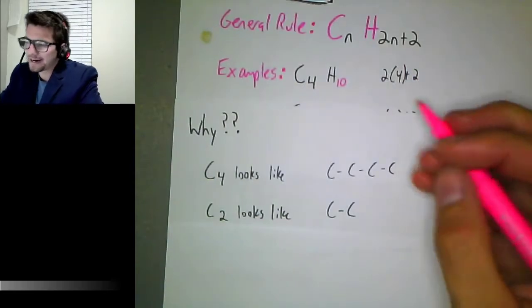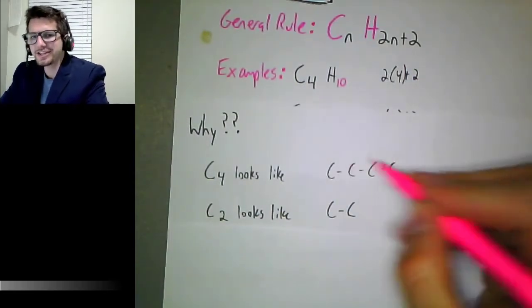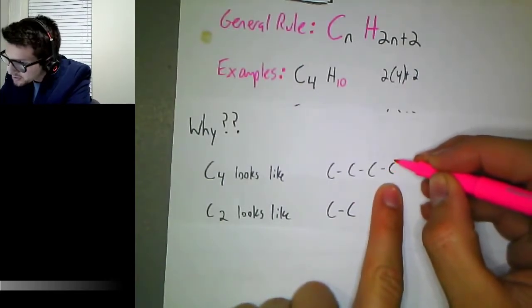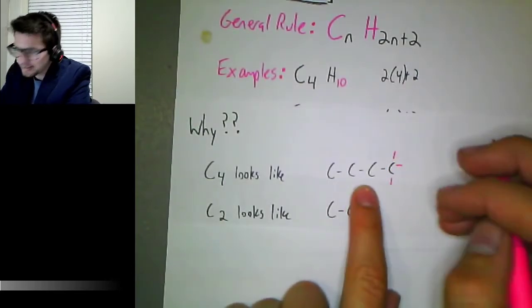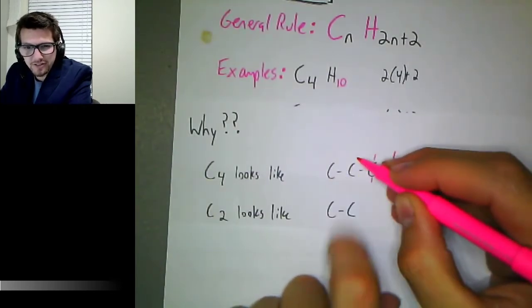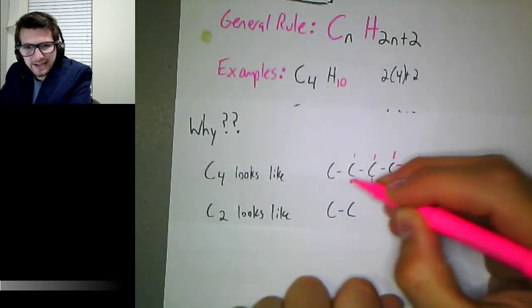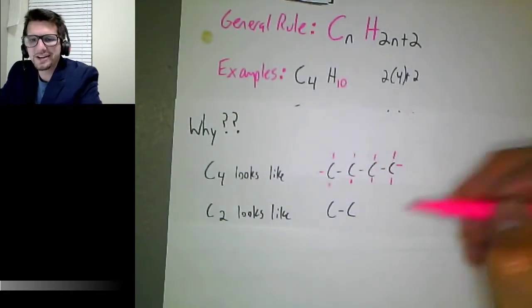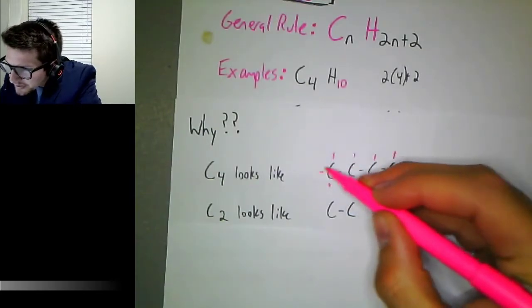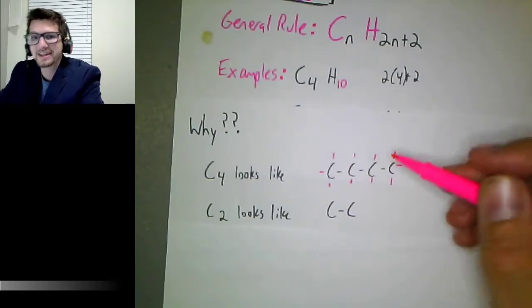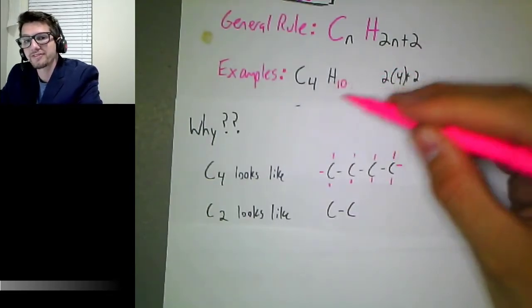Now, how many hydrogen bonds can we have? Each carbon can have 4 bonds. So this buddy already has one, so he can have three more. This guy has two bonds already, he can have two more. This guy has two bonds already, he can have two more. And this guy has only one, so he can have three more. So how many hydrogens could I have? I could have 1, 2, 3, 4, 5, 6, 7, 8, 9, 10. I could have 10 hydrogens, and guess what? That's what we already figured out.